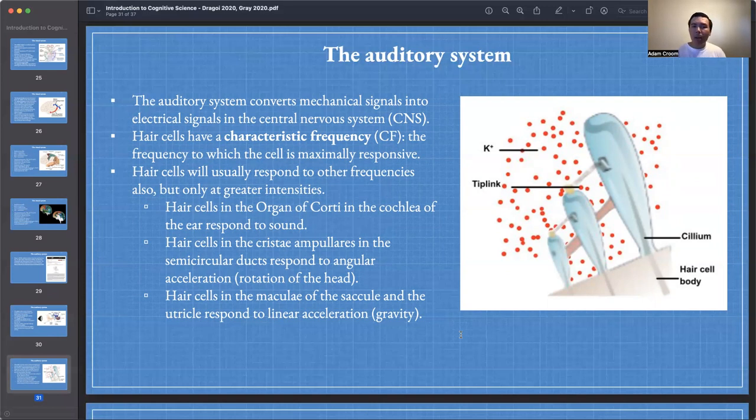I'll just talk about different hair cells and what they do. Hair cells in the organ of Corti in the cochlea of the ear respond to sound. Hair cells in the cristae ampullaris in the semicircular ducts respond to angular acceleration or rotation of the head. And hair cells in the maculae of the saccule and the utricle respond to linear acceleration or to gravity.